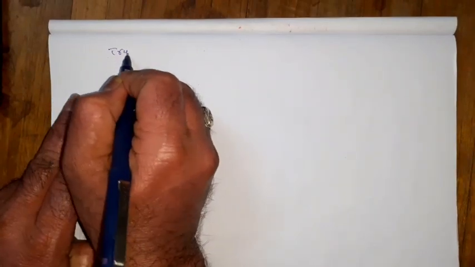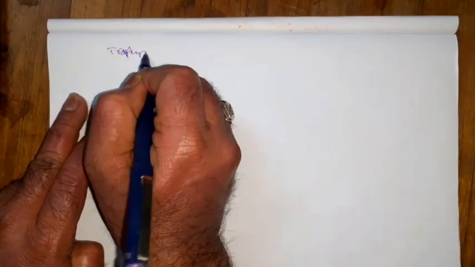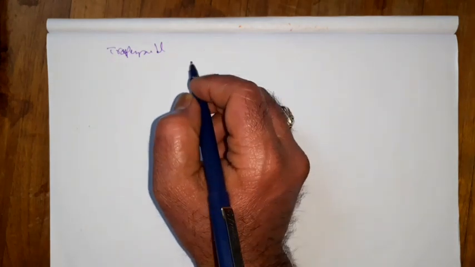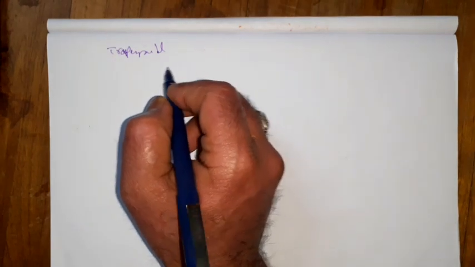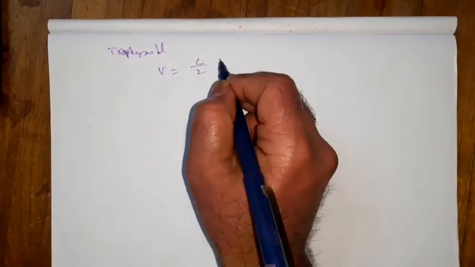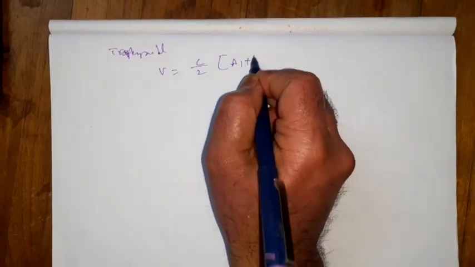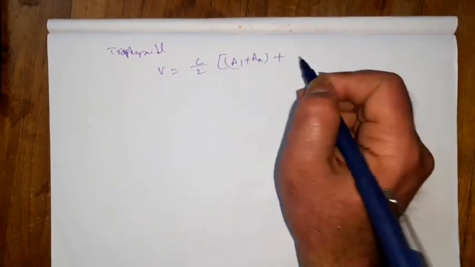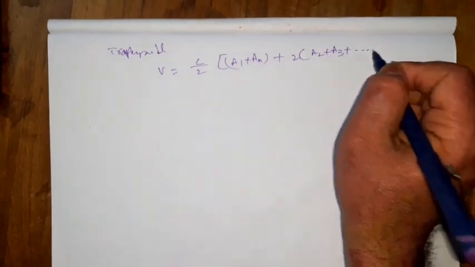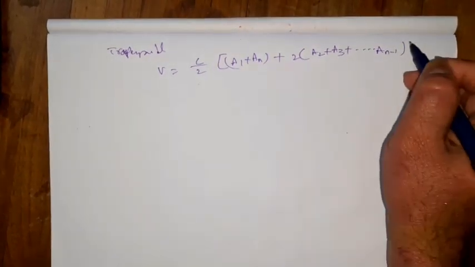In case of the trapezoidal rule, volume equals L by 2 into (A1 plus An) plus 2 into (A2 plus A3 plus up to A(n-1)).